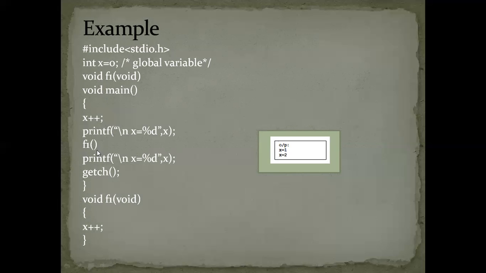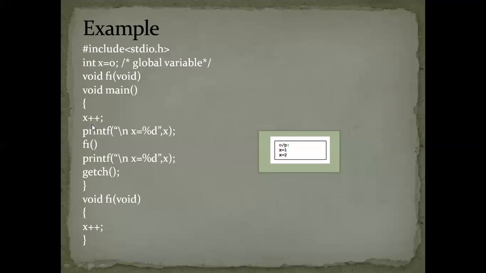Before printing from the f1 function, I am supposed to go to the f1 function. So this is the f1 user defined function. Here also I am incrementing the value of X. What is the initial value of X? X is equal to 0. I have declared it globally, so I can use it in this function as well. So I am incrementing the value again by 1.